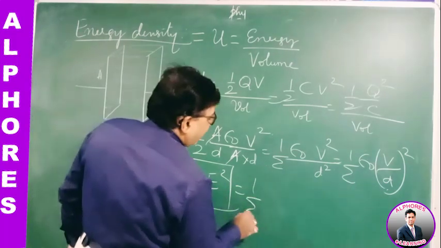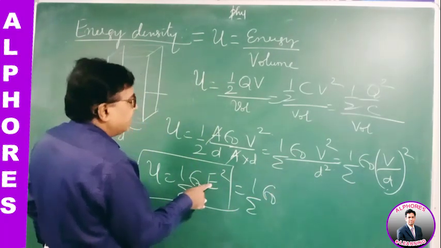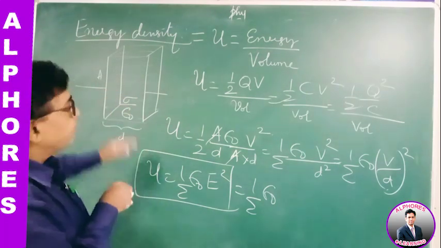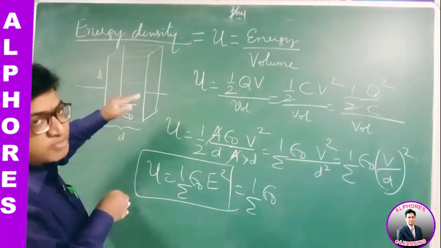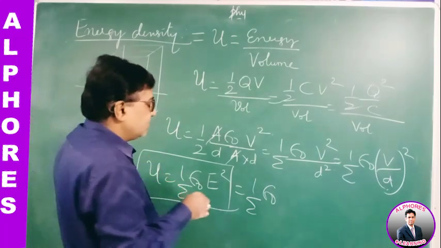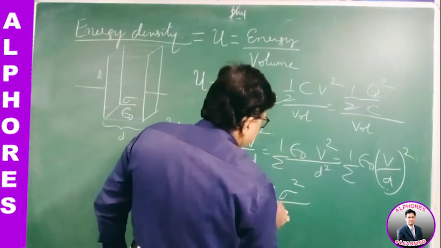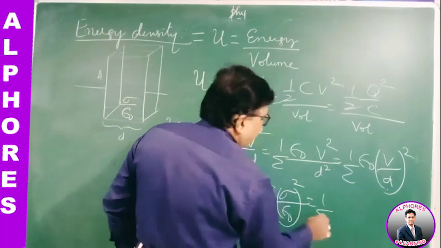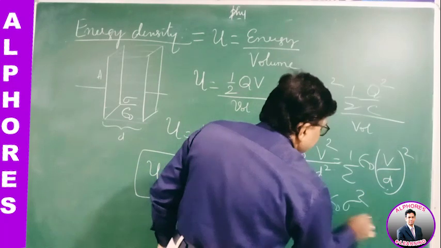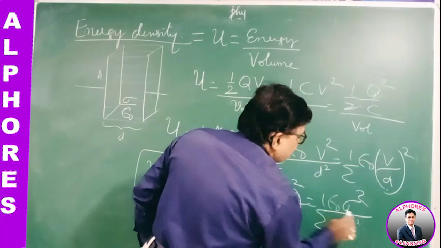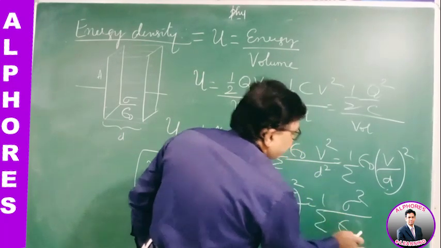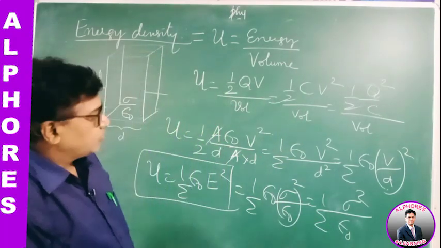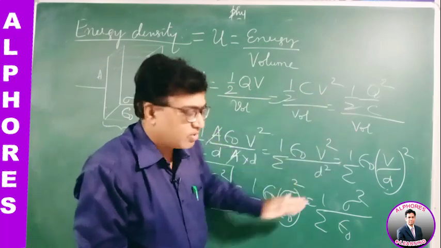The electric field between the plates is sigma by epsilon naught: the field due to the positive charge is sigma by 2 epsilon naught, due to the negative charge sigma by 2 epsilon naught, total sigma by epsilon naught. So half epsilon naught times sigma by epsilon naught whole square, and one of the epsilon naught can be removed: sigma square by 2 epsilon naught. You can write it this way or like this.